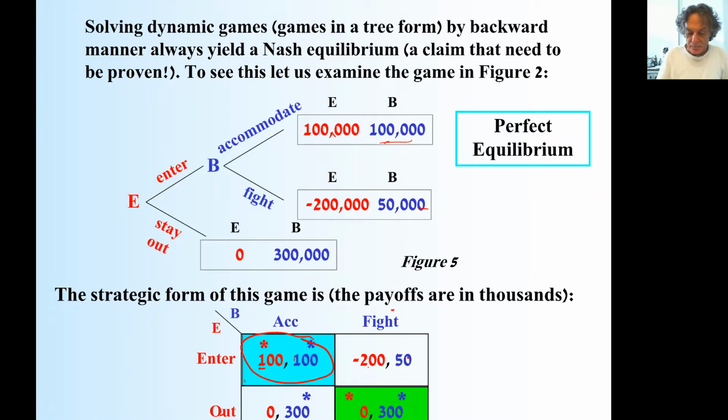There's another equilibrium, the 0-300, which is nonsensible. Why is it nonsensible? Because to get it, B is fighting, and to fight is dominated by accommodate. Because 300 by 50 is less than 100. Why should I fight if by accommodating I can get either the same or more? Therefore, that's the only sensible outcome, the perfect equilibrium.